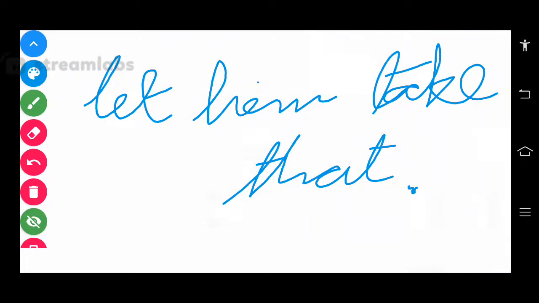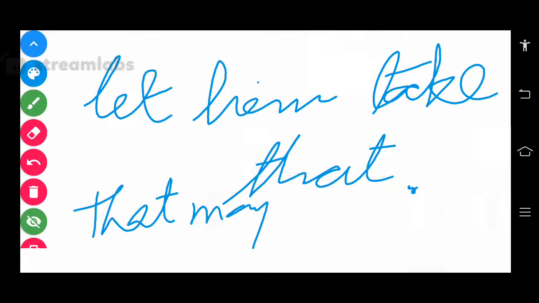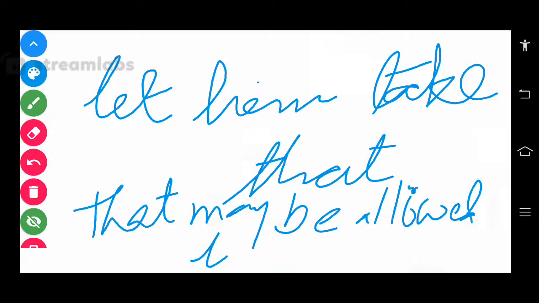Let him take that. So here we have to answer its passive like this: that may be allowed to take. In this way, we can answer this kind of sentences when a sentence is given in the active with the let.